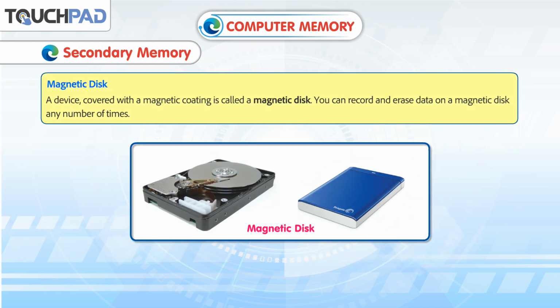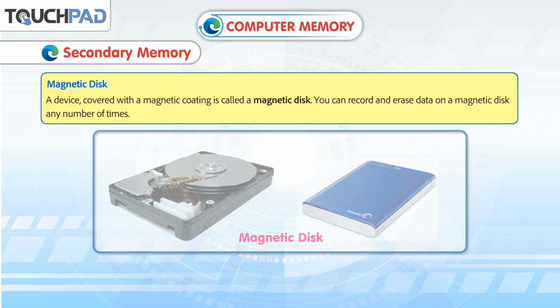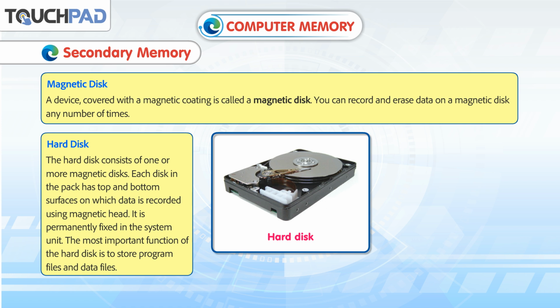Magnetic disk. A device covered with a magnetic coating is called a magnetic disk. You can record and erase data on a magnetic disk any number of times. Hard disk. The hard disk consists of one or more magnetic disks. Each disk in the pack has top and bottom surfaces on which data is recorded using magnetic head. It is permanently fixed in the system unit.